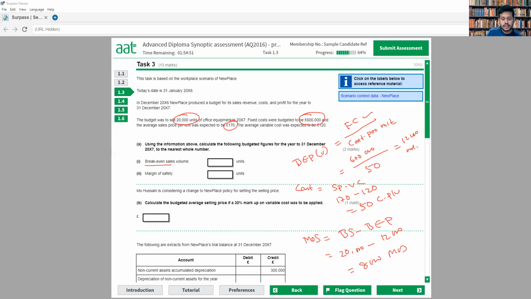It is not difficult. So the break-even or this CVP analysis will not be difficult if you remember your formulas. So the break-even sales unit, we have 12,000 and the margin of safety, we have 8,000.